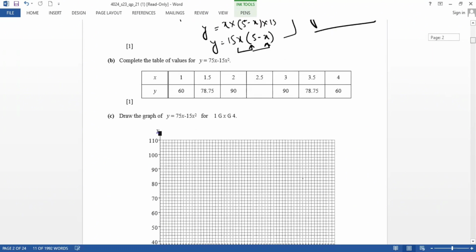Complete the table of values for y equals 75x minus 15x squared. By using these values of x, we'll get the values of y. So we'll put the value of x 2.5 in this equation and we'll get the value of y: 75 multiplied by 2.5 minus 15 into 2.5 squared. So we'll get the value of y, 93.75.